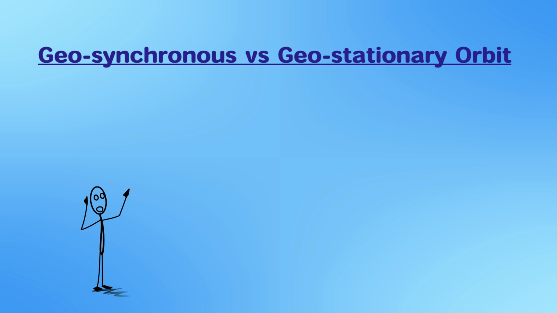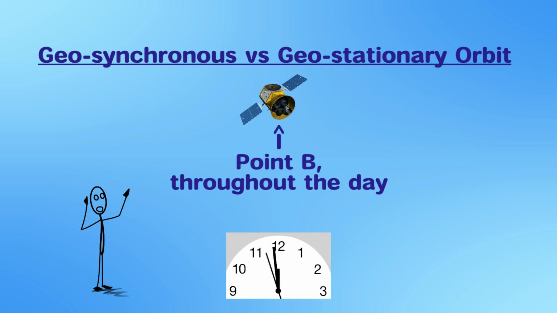For the same person watching a geostationary satellite, it would appear at the same position, say point B, throughout the day, that is, stationary to him. Thus, any time of the day he looks at the sky, this geostationary satellite would always appear at point B.